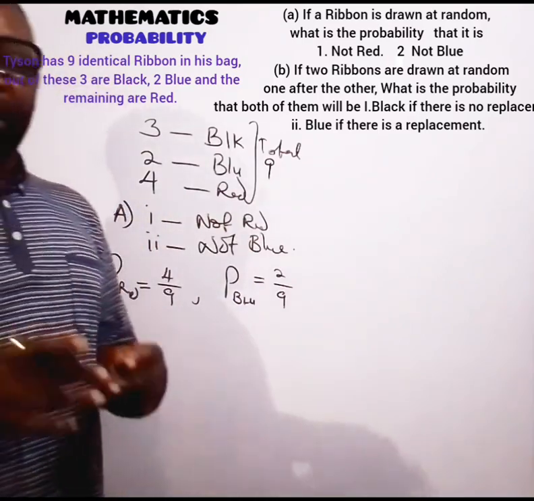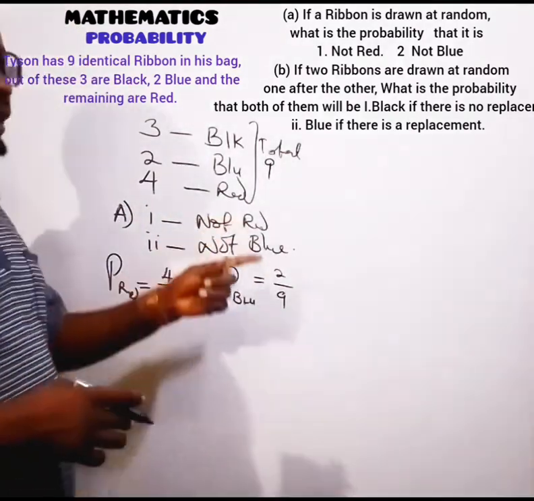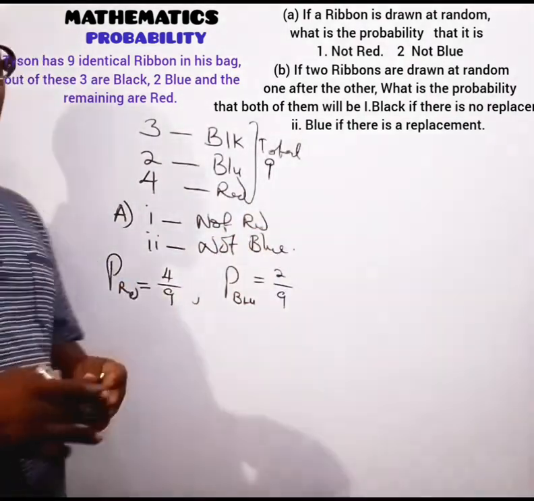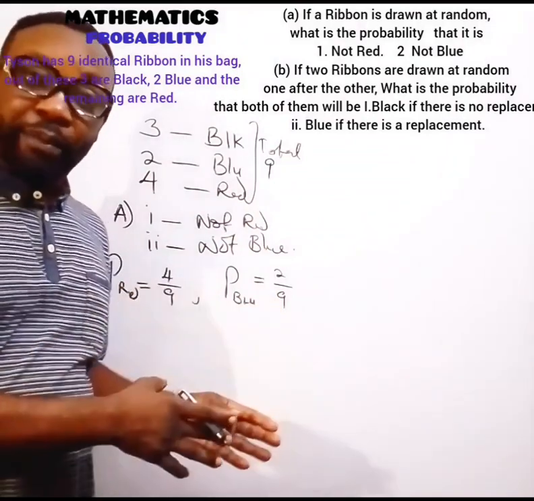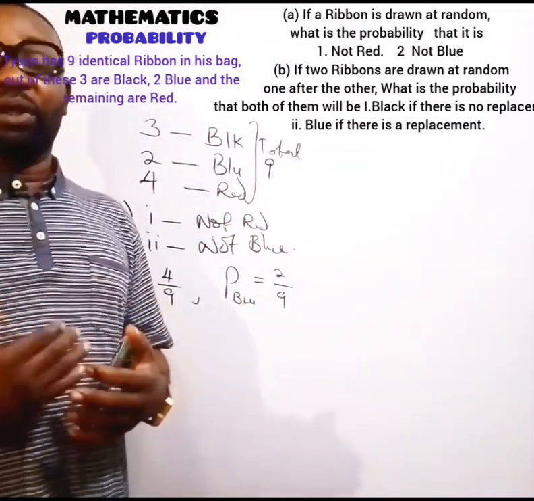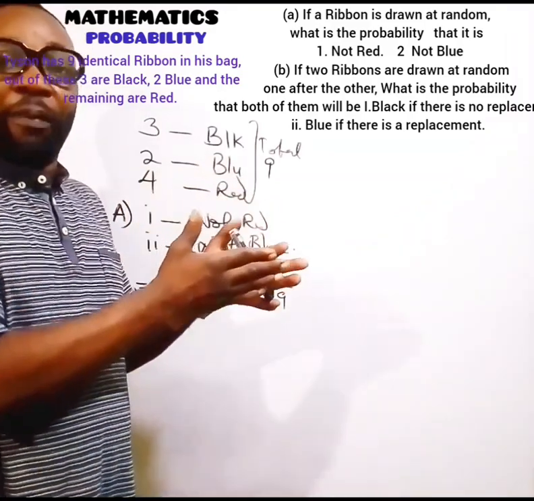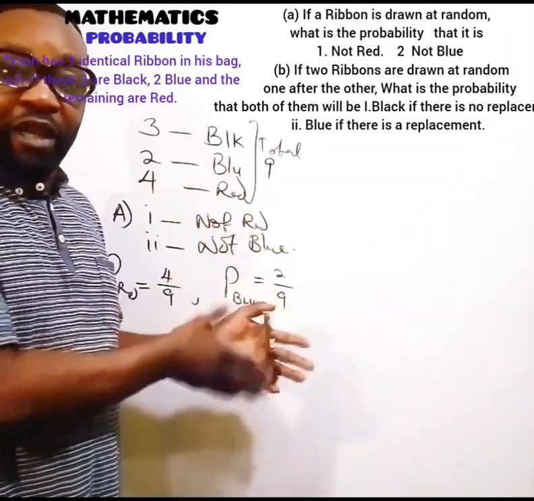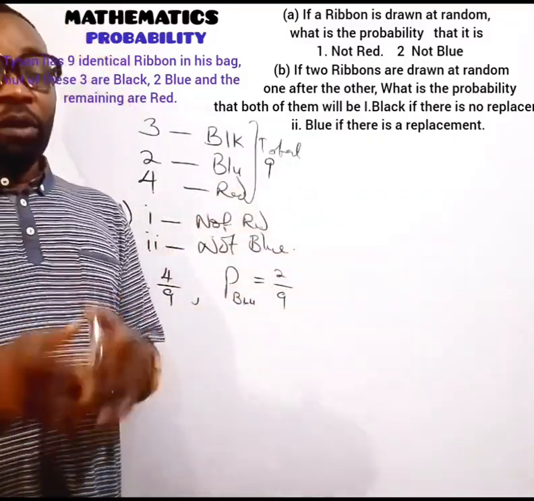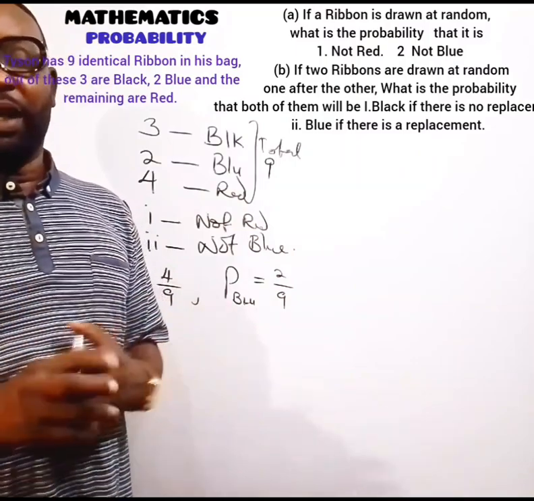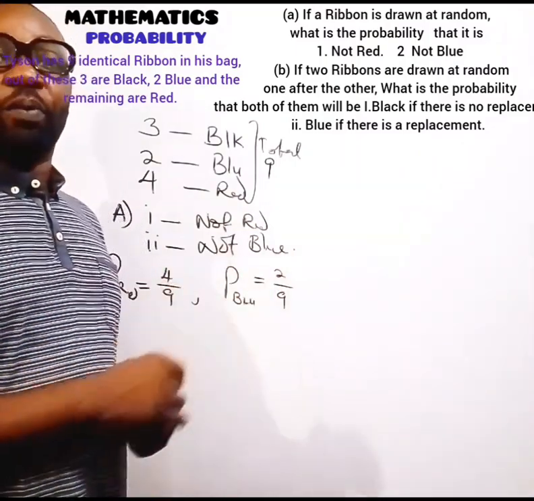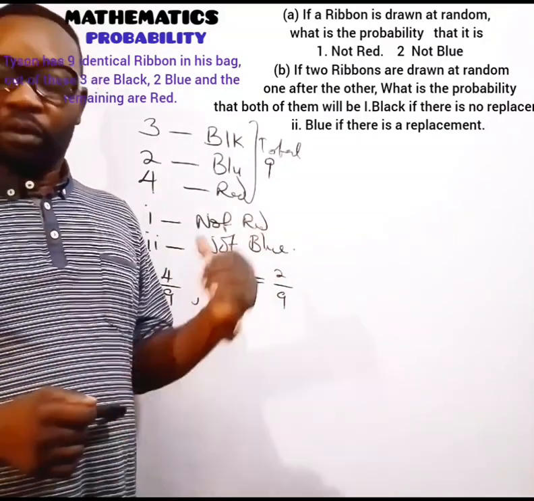Now, probability that it is not red is going to be 1 minus probability of picking a red ball. So whenever you are given a question that tells you the probability of a particular event and asks what is the probability that it is not that thing, you solve it by saying 1 minus the probability of that event. That is how I'm going to do this one right now.